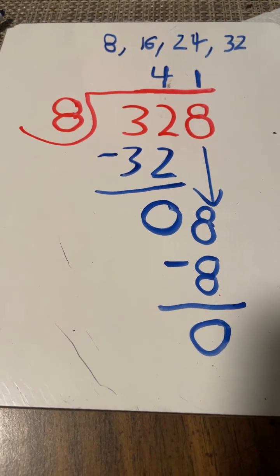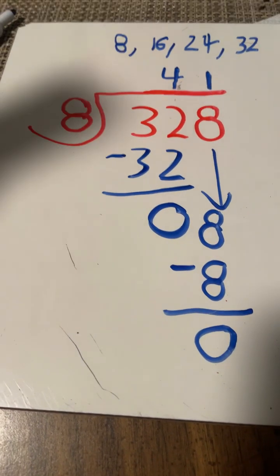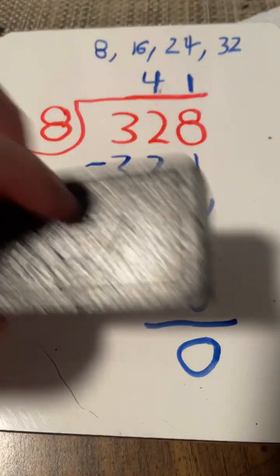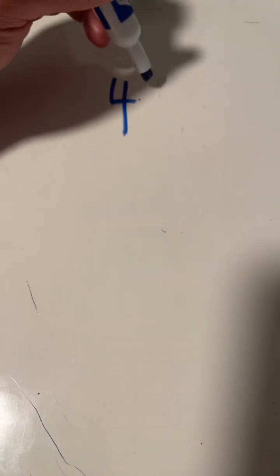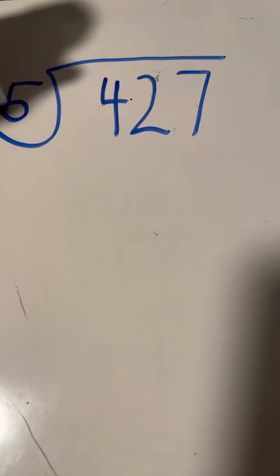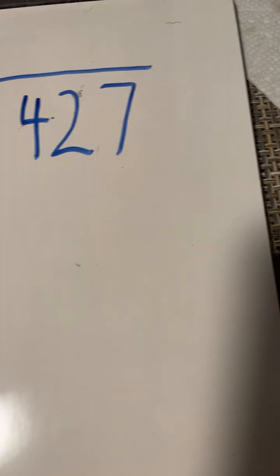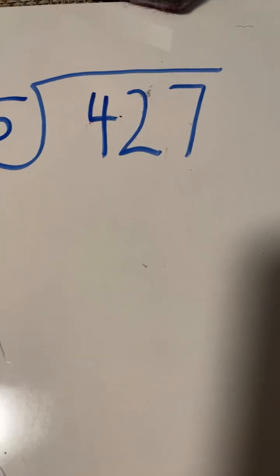All right, and now I am going to do another one. All right. Let me try one that's definitely going to have a remainder. All right, 427 divided by 5. I'm going to cap this marker right here and we're going to get into it.